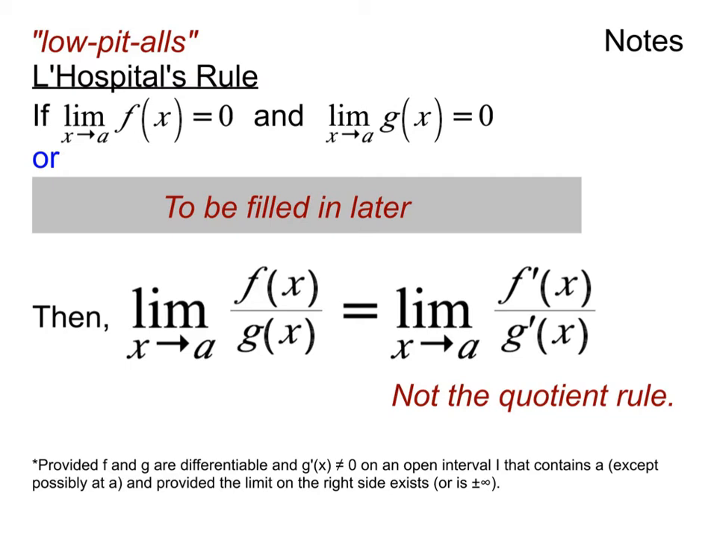But this is not like a catch-all. This doesn't work if it doesn't start that way. If it is not an indeterminate form, if we can find it using one of our other methods, this rule might actually give us the wrong answer. So it is very specific: you have to check and see if you can use the other methods first.